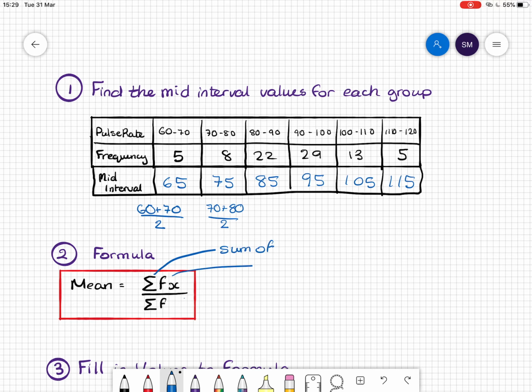the frequency, which is our second row that we've got. So the 5, 8, 22, 29, 13, and 5. So that's how many people have that pulse rate. And then our x in this case is going to be our mid-interval values.